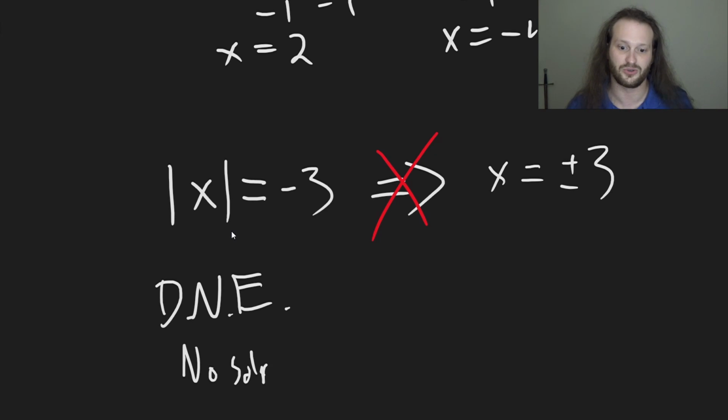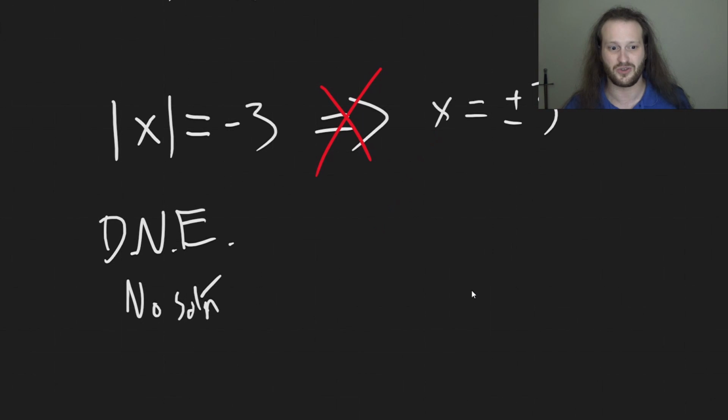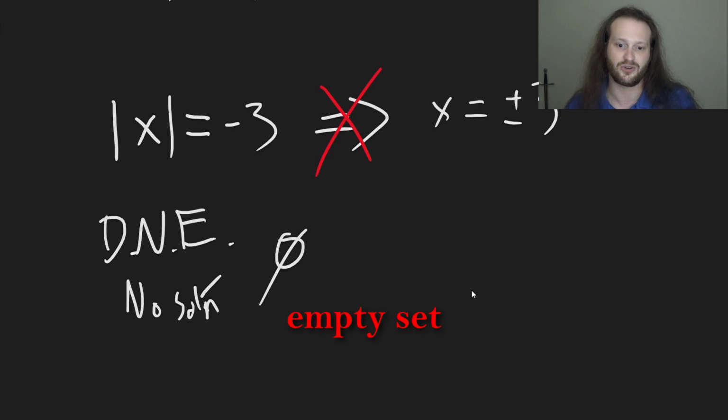If you want to use set notation, like when we're using the curly brackets and whatnot, you would just say that it's the empty set, which is just a circle with a line through it like that. This is saying that this is the set that specifically has no elements in it, meaning that there are no numbers that when put into this equation would make this statement true. This is as bad as dividing by 0.